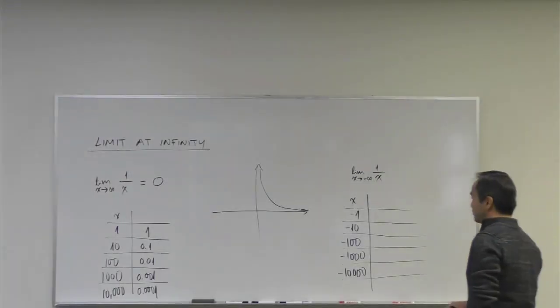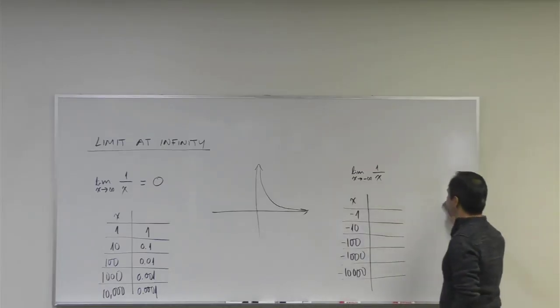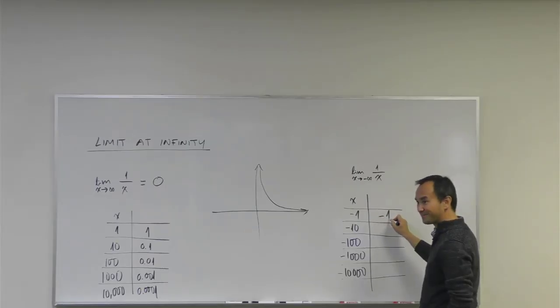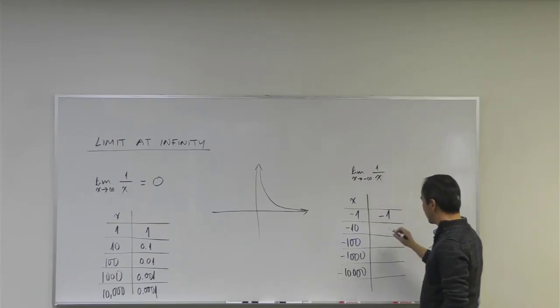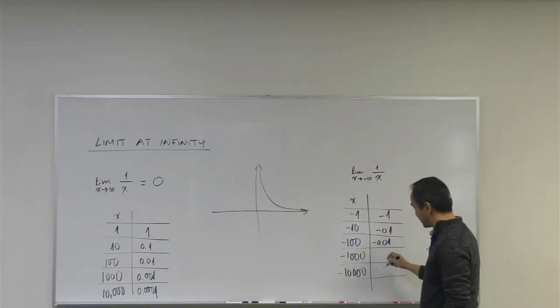Now these values are about to be substituted into your function, 1 over x. So -1 substituted into your 1 over x function gives me -1. -10 substituted into the function 1 over x will give me -0.1. You guys following? The calculation is simple enough. And then -100 substituted into the function is going to give me -0.01, and so on.